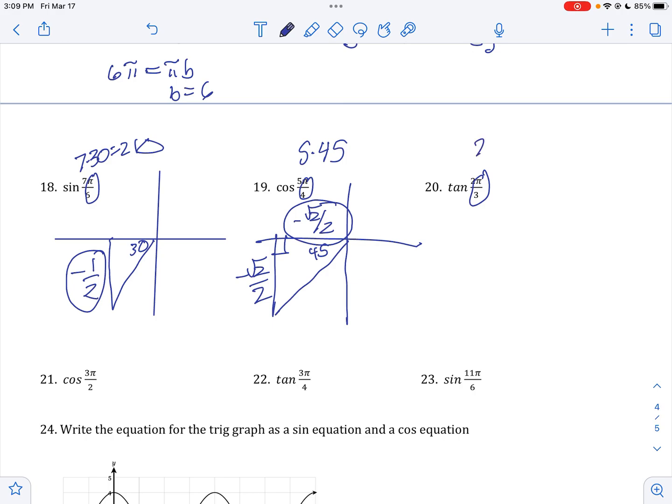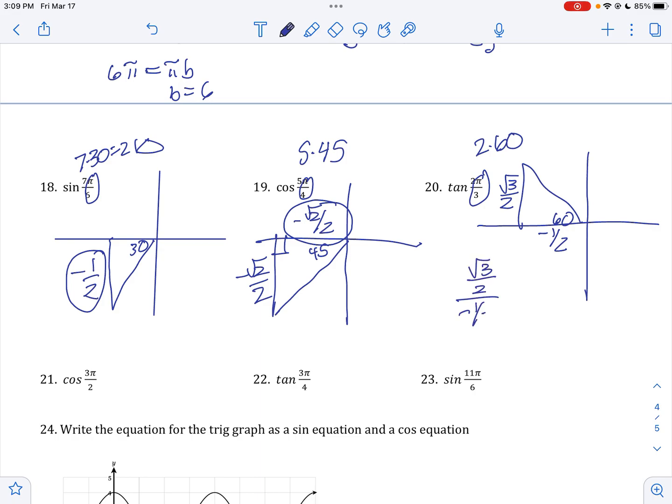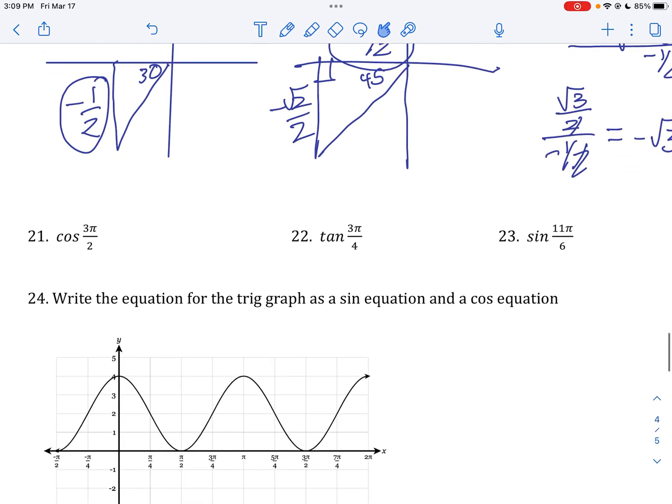So there's our x. Tangent of 2 pi over 3, so 2 times 60. So 60, so that's root 3 over 2, -1/2. Opposite over adjacent, so that's -√3. Cosine of 3 pi over 2, 3 times 90, 0, -1, and cosine is our x, so that means our answer is 0.